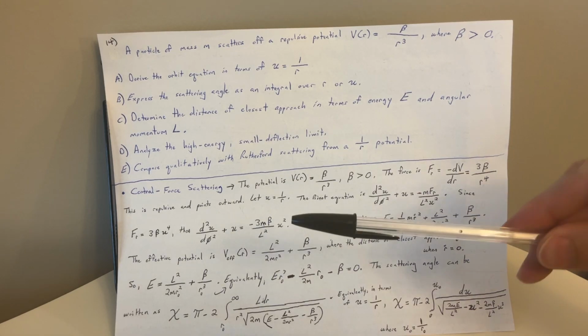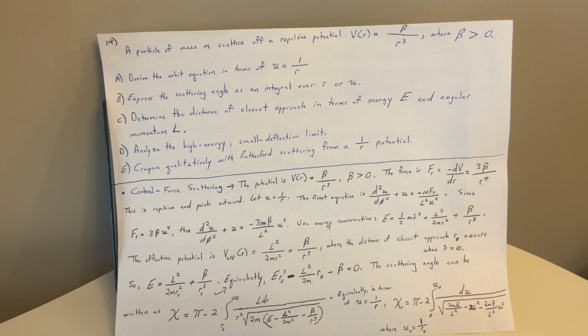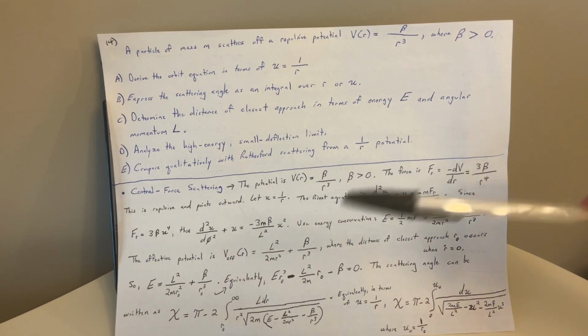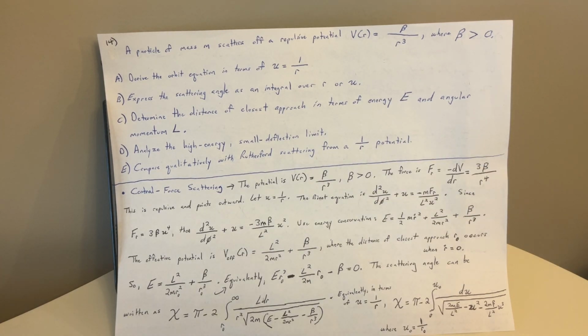What we're going to do here, we'll let u equal 1 over r. And the Binet equation is the second derivative of u with respect to phi plus u equals negative m f sub r over L squared u squared. Since f sub r equals 3 beta u to the fourth, then the second derivative with respect to phi plus u equals negative 3m beta over L squared times u squared.